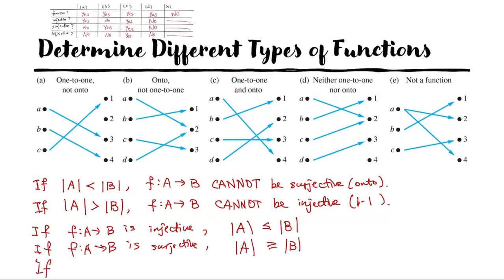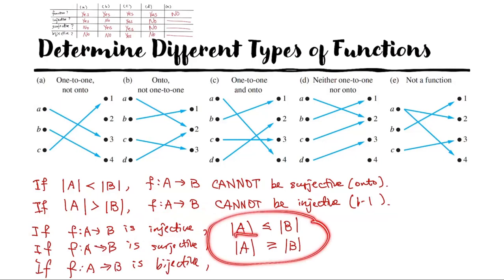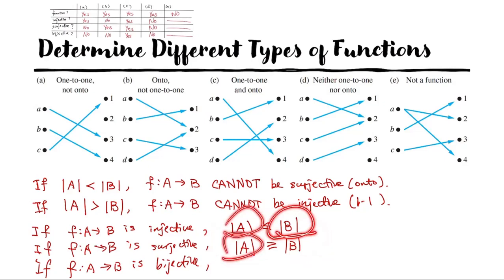Now, if your function is bijective, bijective means it needs to be both injective and surjective. So your output needs to be as large as the input, and also your input needs to be as large as the output set, then it will force A to equal B. Any questions here?